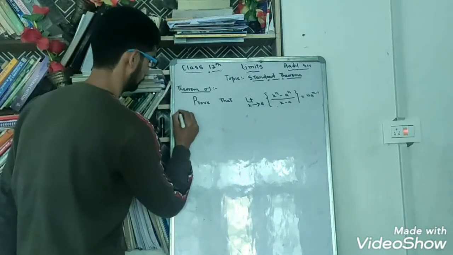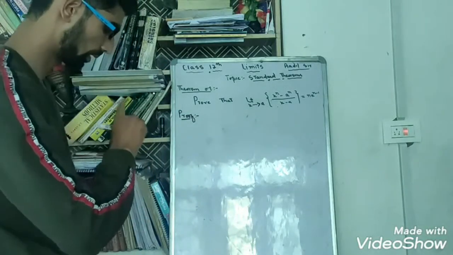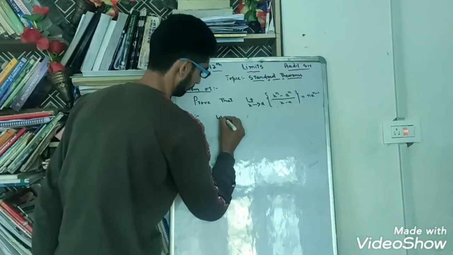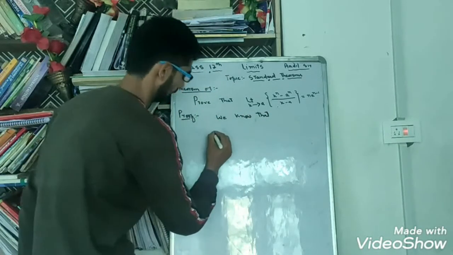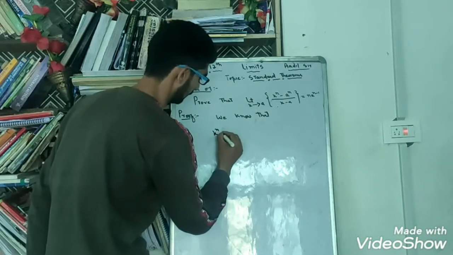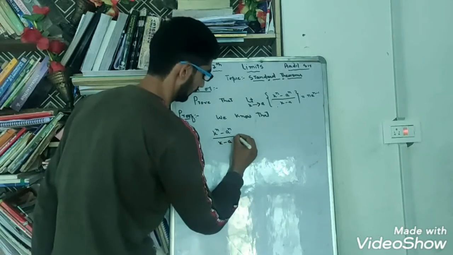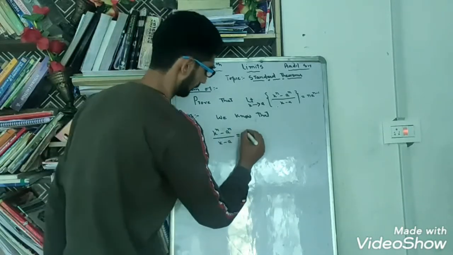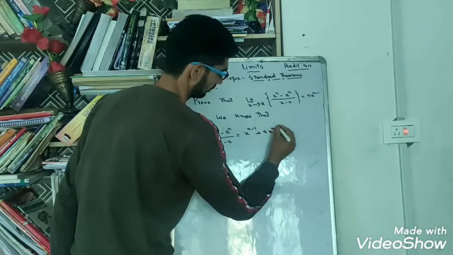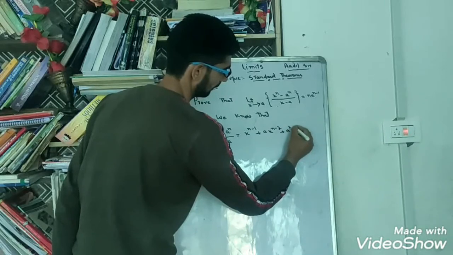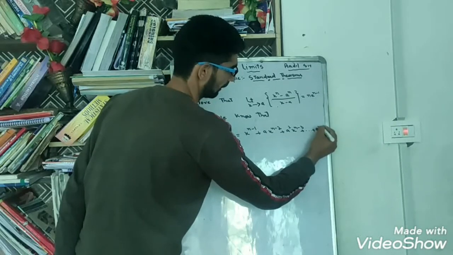Write down the proof beta. Proof. We know that x power n minus a power n divided by x minus a is equal to x power n minus 1 plus a x power n minus 2 plus a square x power n minus 3 plus so on plus a power n minus 1.